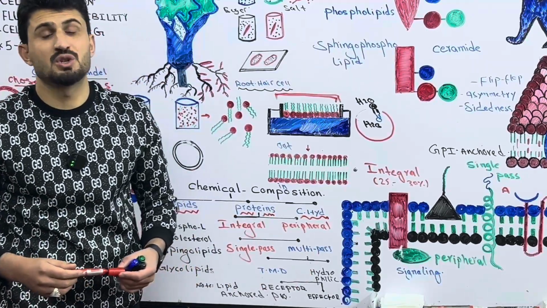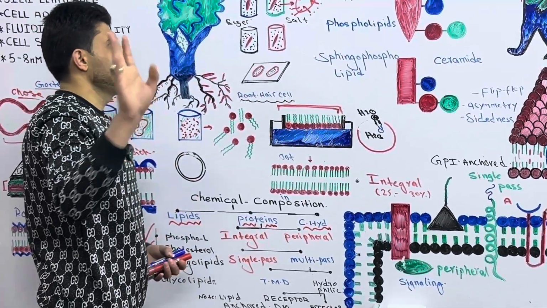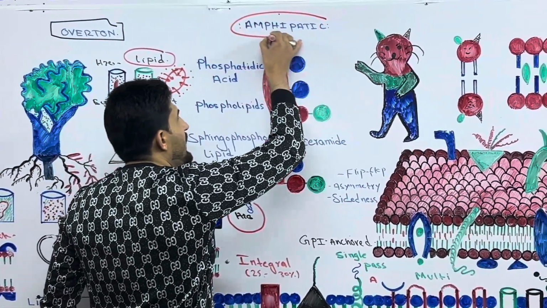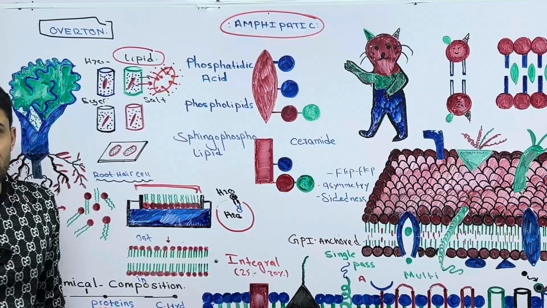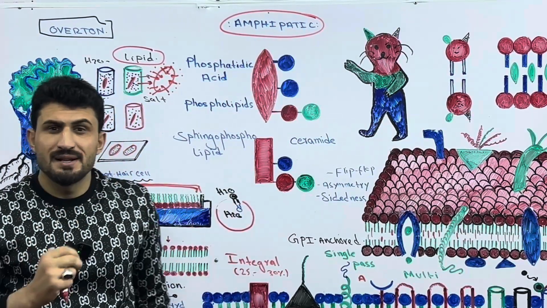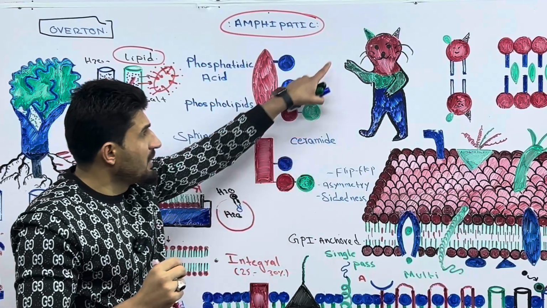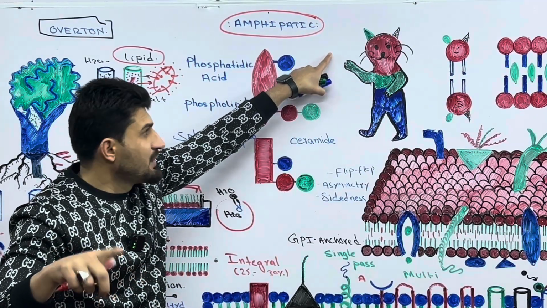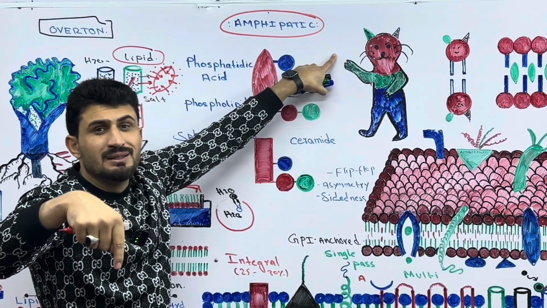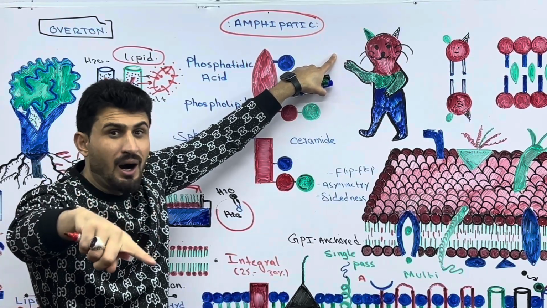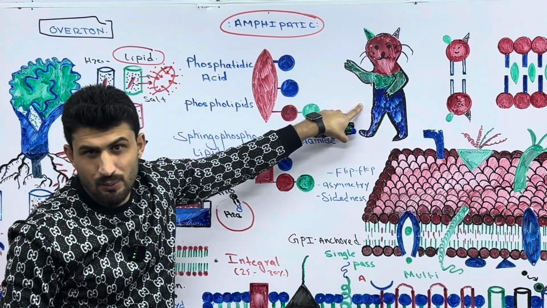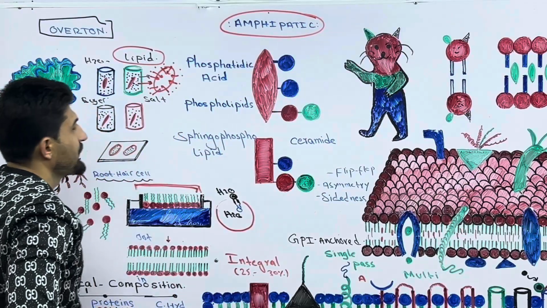So let me talk about phospholipids. What are phospholipids? First of all, a phospholipid is an amphipathic lipid. It means a phospholipid has two sides. One part is hydrophilic and another part is hydrophobic. One part loves water and another part repels water. It doesn't love water. Okay, so now let me explain it.